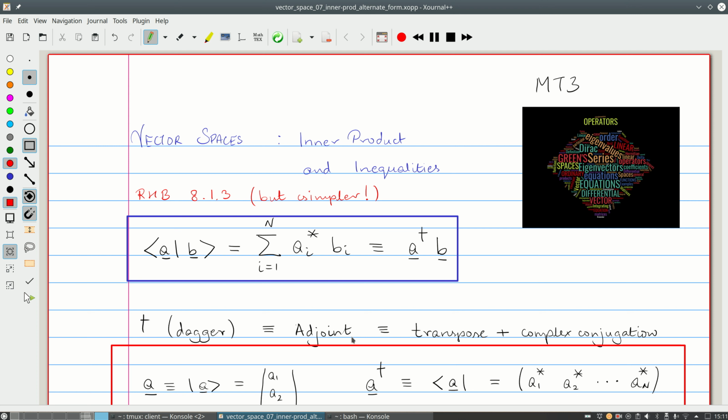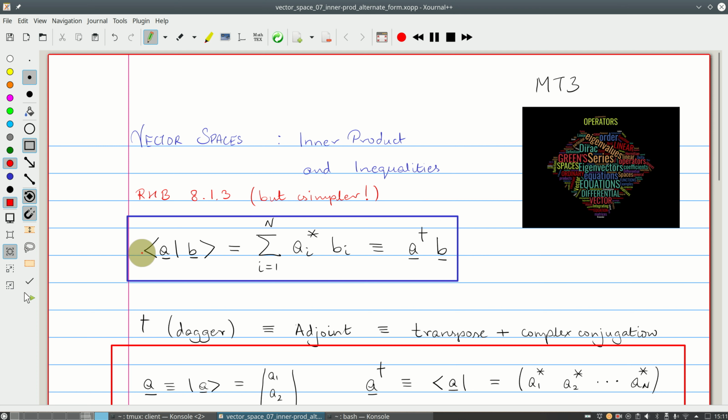inner product. And in the other part of this video, I will look at some basic and quite useful inequalities which can be derived from the inner product. Okay, we'll be basing the latter part on Riley, Hobson and Bence 8.1.3, but I will show you a bit of a simpler proof of the Schwarz inequality compared to what's in Riley's book. Okay, so the very first thing is notation.